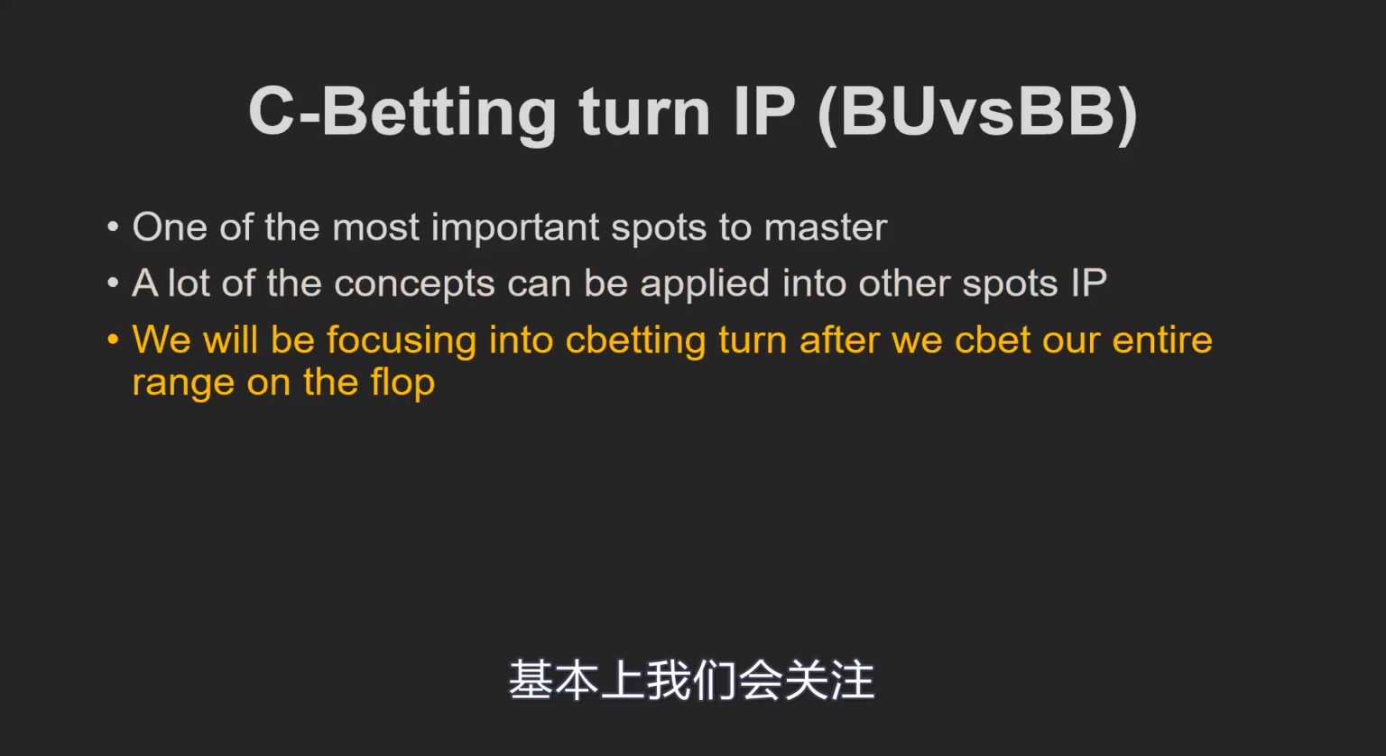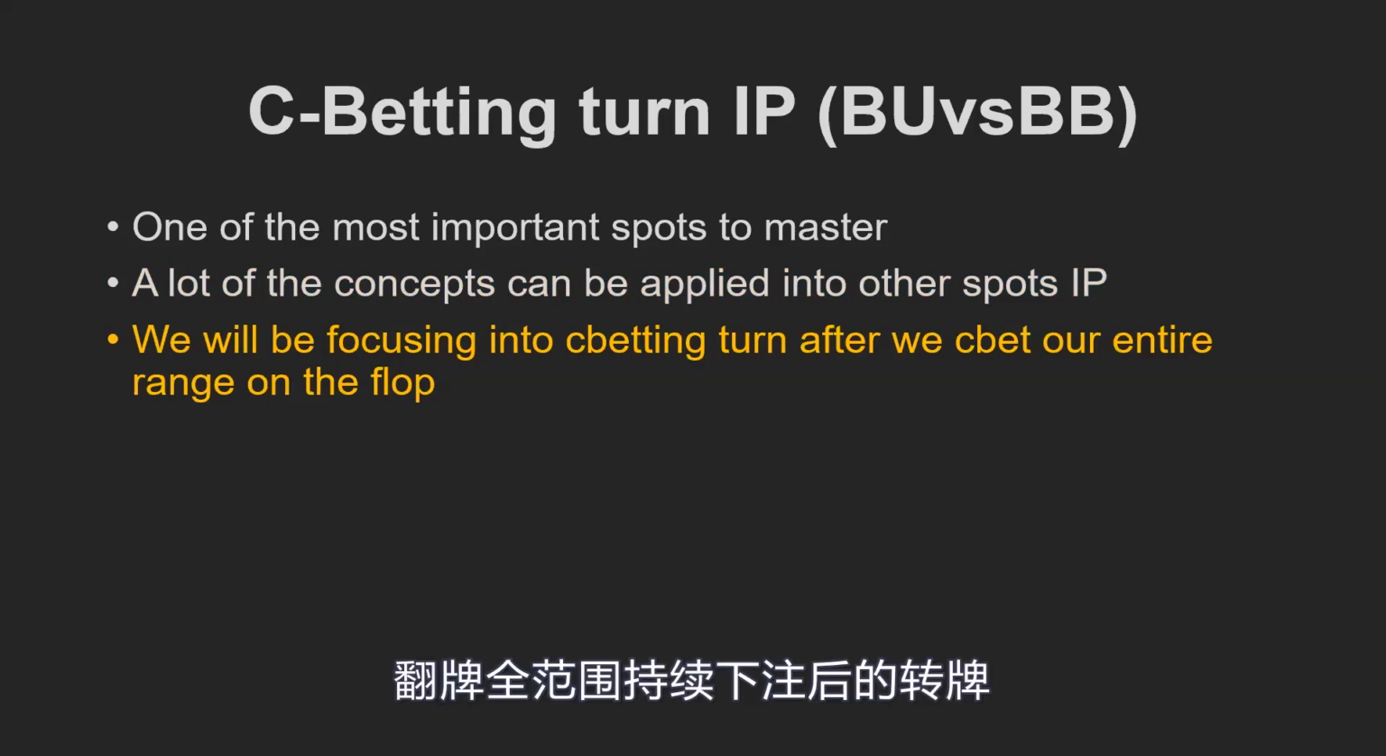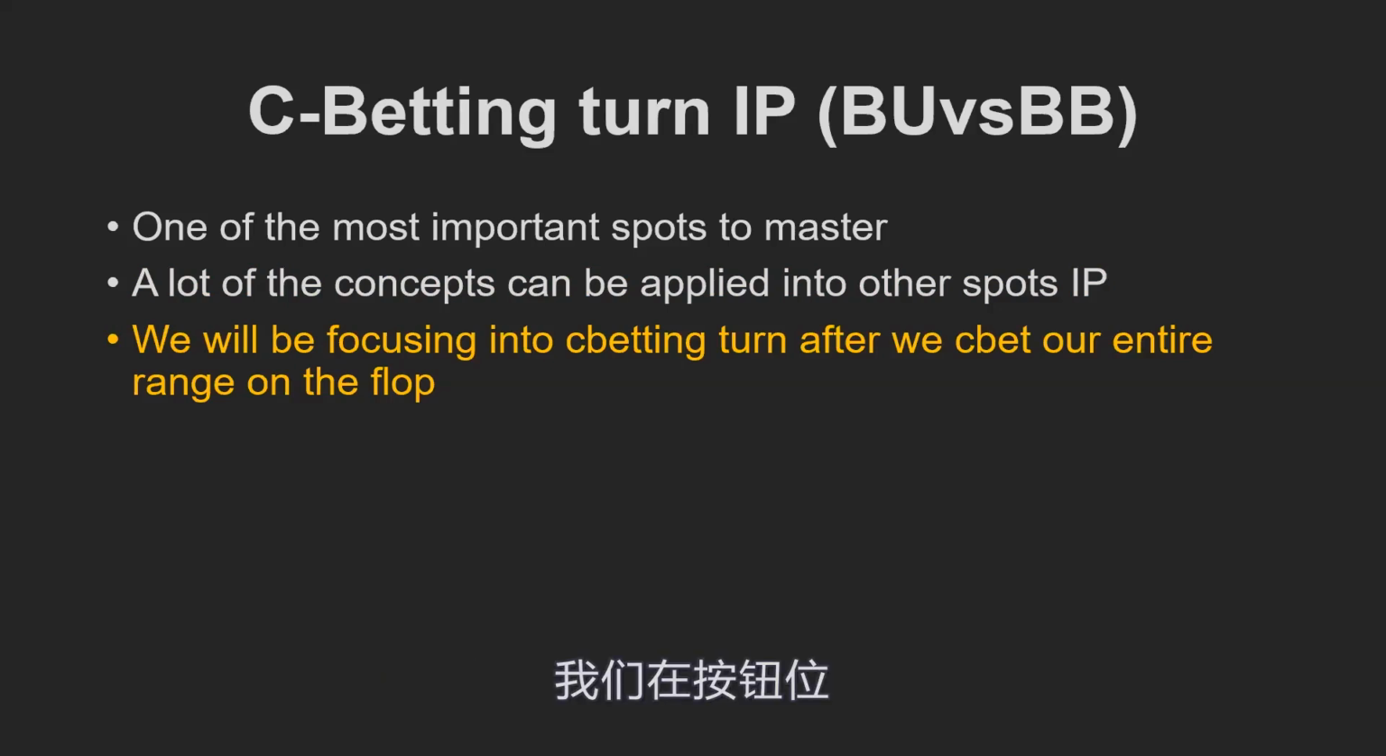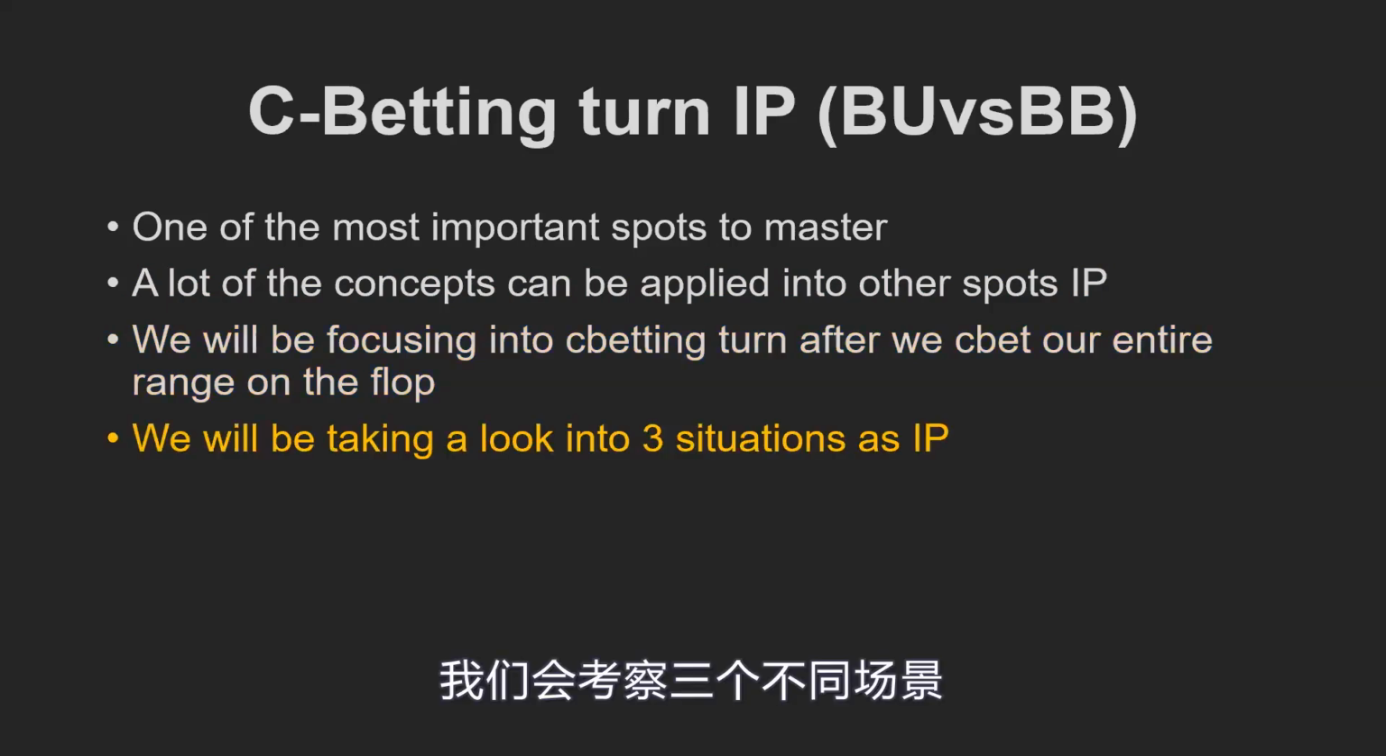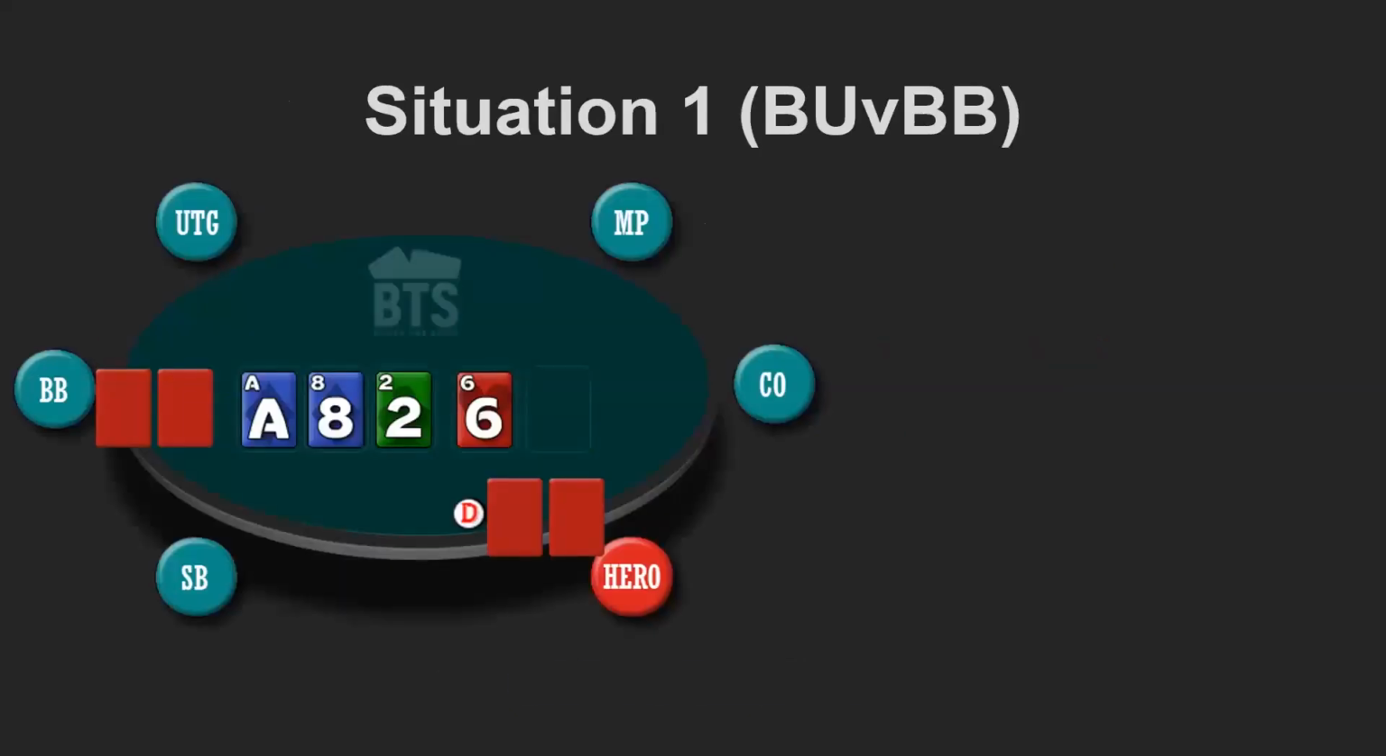Basically we're going to be focusing on c-betting turn in situations where we c-bet our entire range on the flop. So we are on the button, we c-bet our entire range on the flop, and then we're looking to bet turn. We're going to be taking a look at 3 situations. Now let's take a look at the first situation.